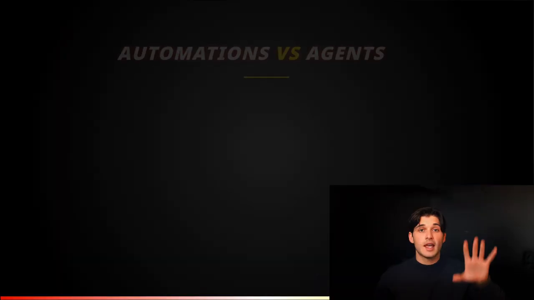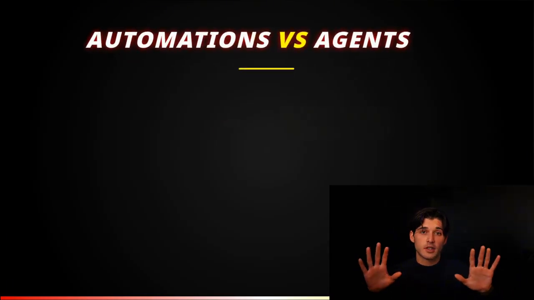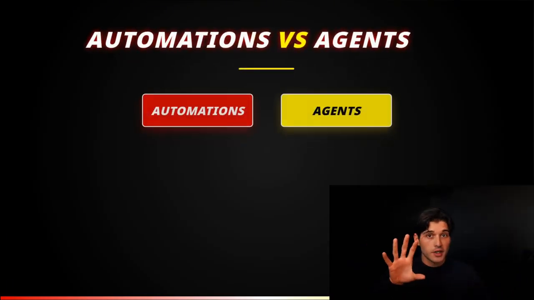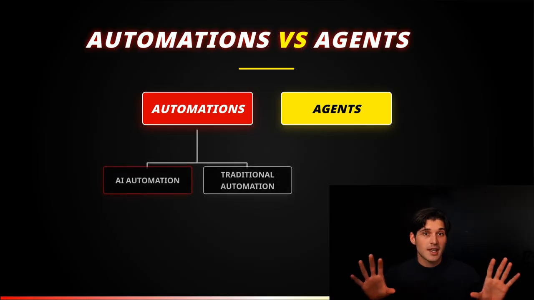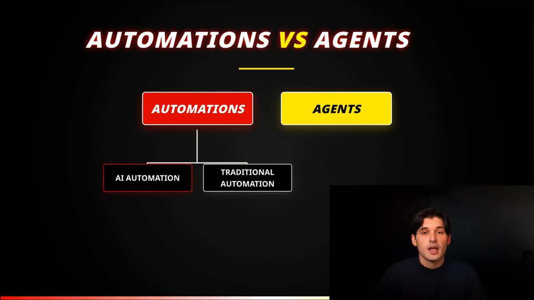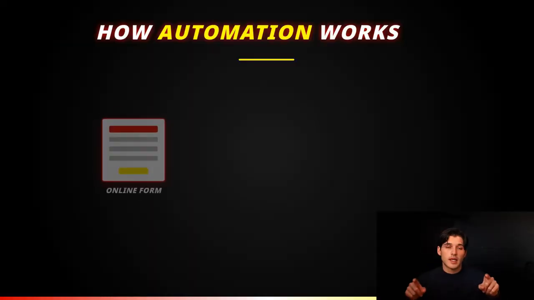Term number 2, automations. When I started selling solutions online, I thought everything would be connected to AI, but this is actually not true. First, we need to distinguish between AI agents and automations. And then within automations, we can again distinguish between normal automations and AI automations. In general, I like to imagine automations as connecting one thing to another.